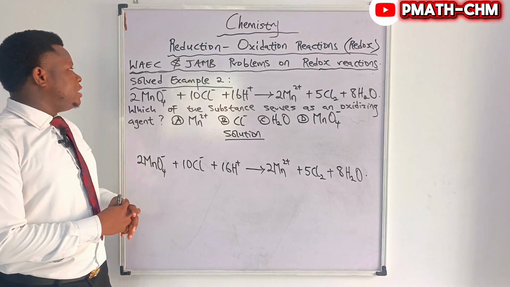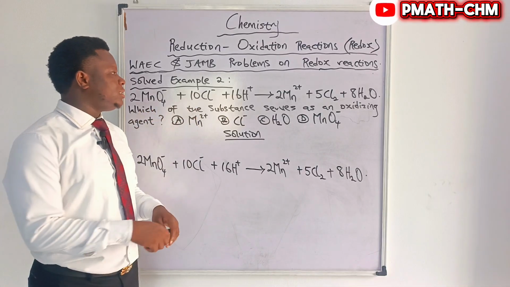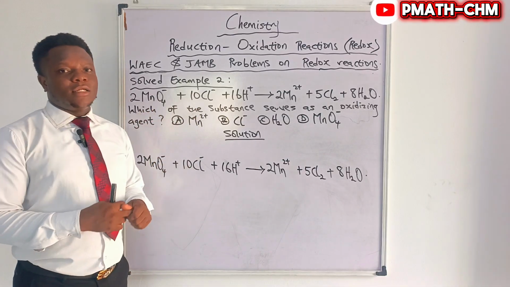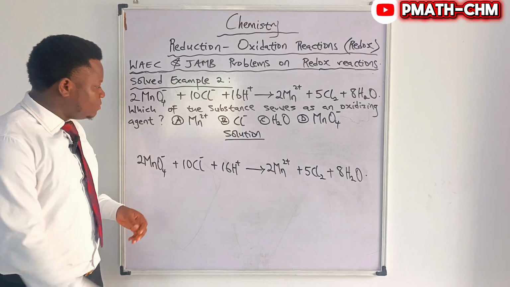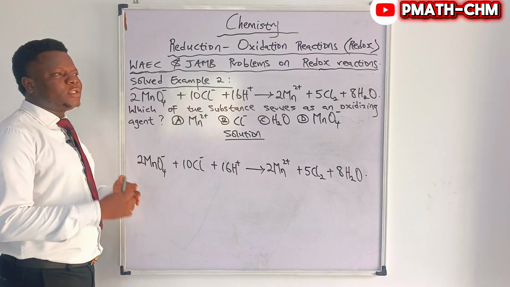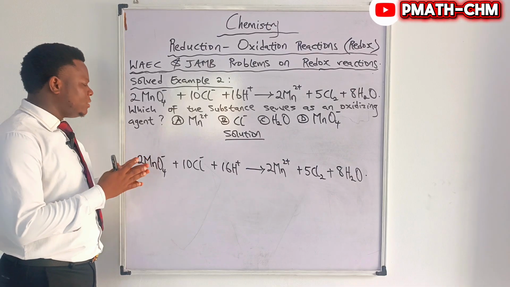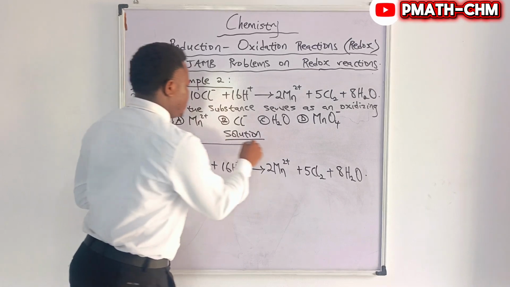All right, now let's look at the second example here. We're given a reaction, and the question says which of the substances serves as the oxidizing agent. So you carry out the same analysis. Manganese is a transition element, and we know transition elements have varying oxidation states. So I would draw an arrow from this to this.